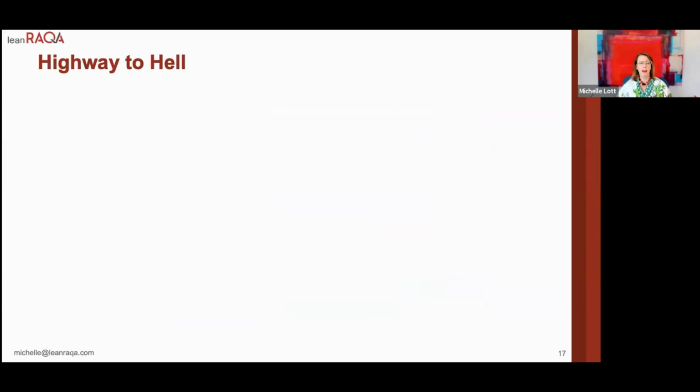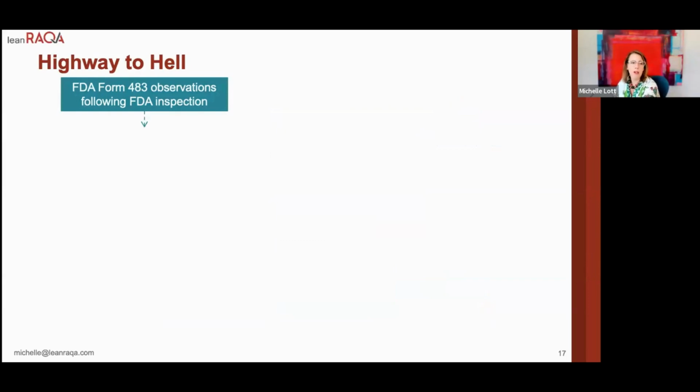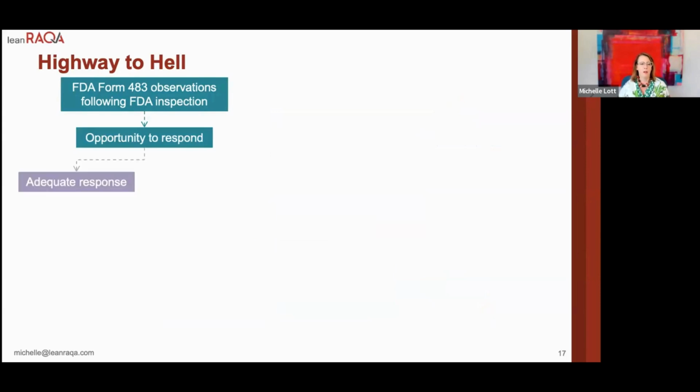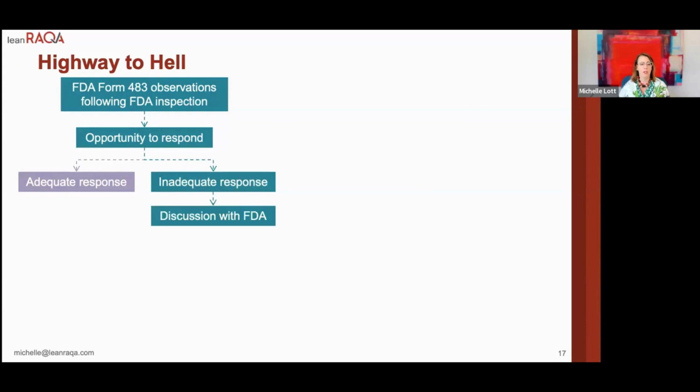But you can end up on the highway to hell. So this can mean that you get that form 483, which is their form for writing up their inspections. They give you an opportunity to respond. Now, if you have an adequate response versus an inadequate response, on an adequate response, it kind of ends there. But the buck keeps passing on an inadequate response, because then you enter into discussions with FDA. They give you an opportunity to respond again.